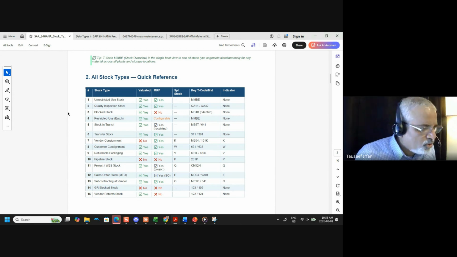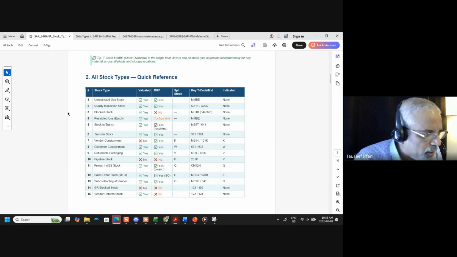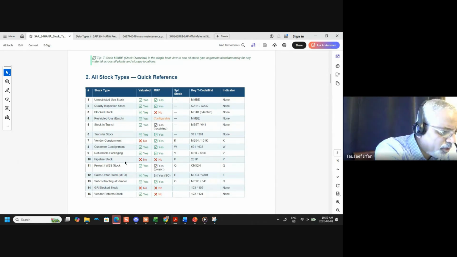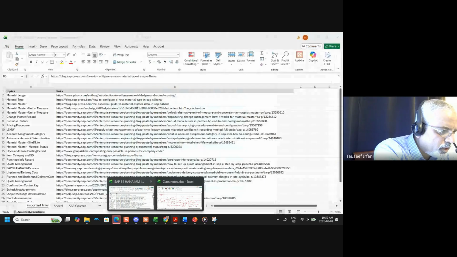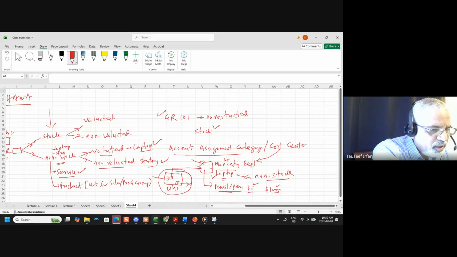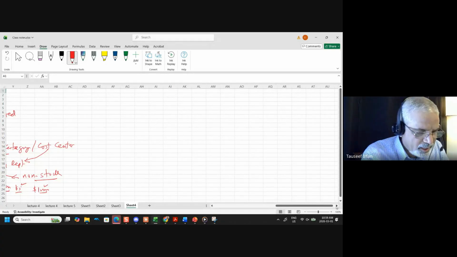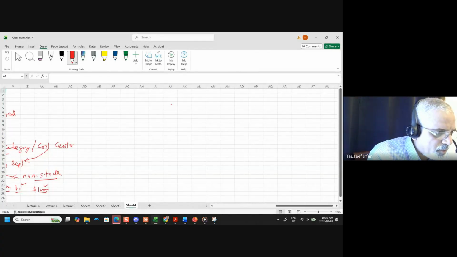Okay, good. Let's go back. GR blocked stock is non-valuated because it's just to release. Okay, now let's talk about the MRP. We'll have a separate lecture on MRP coming later, but let me give you a quick feeling of that, because when you read this document, you can understand what this MRP is doing. Material requirement planning.